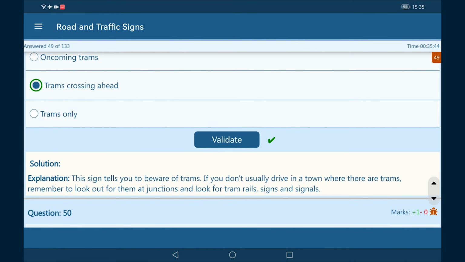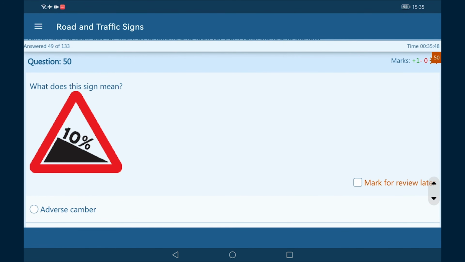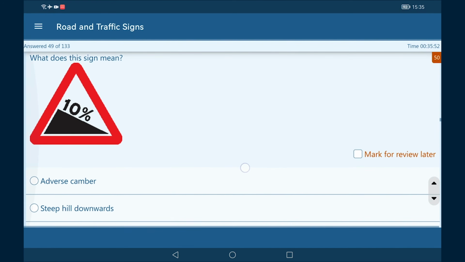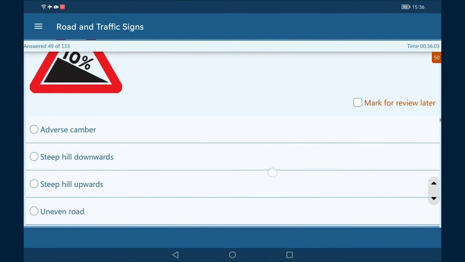Question 50. What does this sign mean? Option 1, adverse camber. Option 2, steep hill downwards. Option 3, steep hill upwards. Option 4, uneven road. The correct answer is Option 2, that is, steep hill downwards.